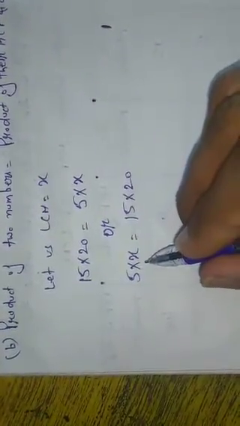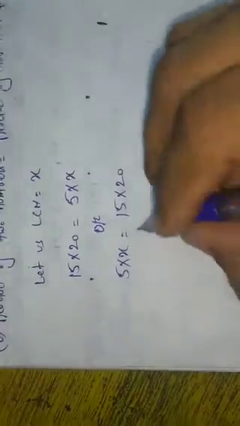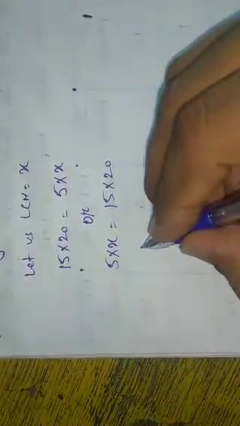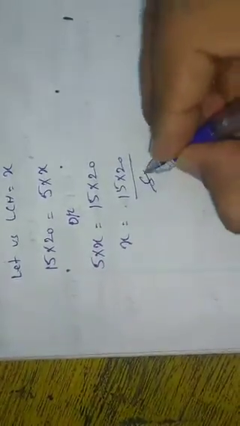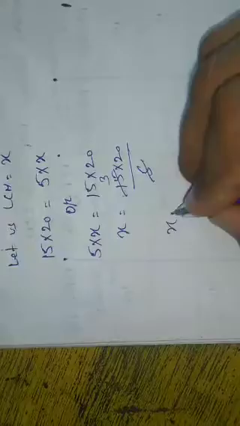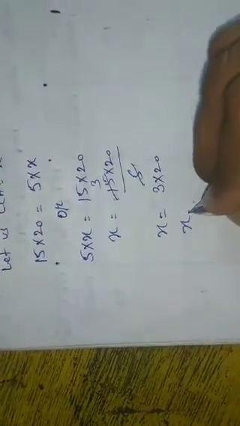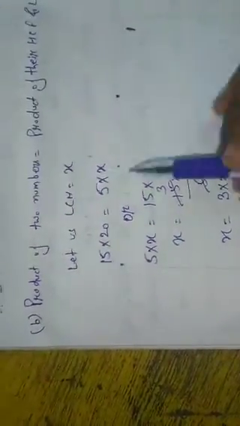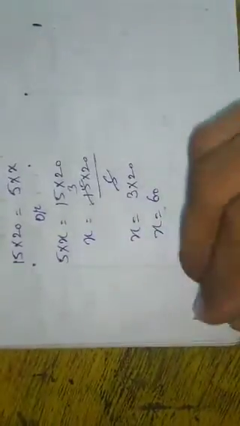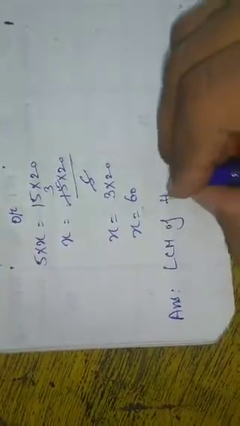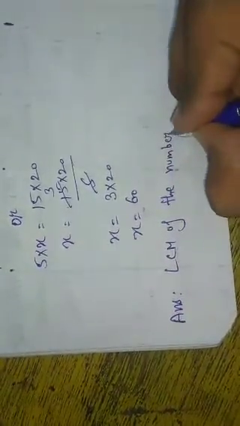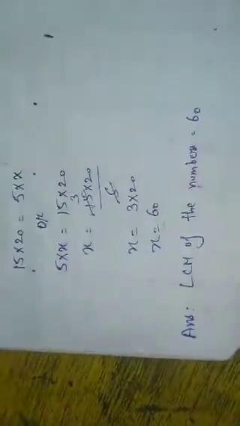Here 5 has been multiplied with x, so when it is transferred to the right hand side, it is converted into division. So x is equal to 15 into 20 upon 5. 5 3s are 15, so x is equal to 3 into 20, so x is equal to 60. We supposed x is the LCM, so you will write the answer: LCM of the numbers is equal to 60. Okay, clear, students? And here you can also write the answer in the first part of the question.